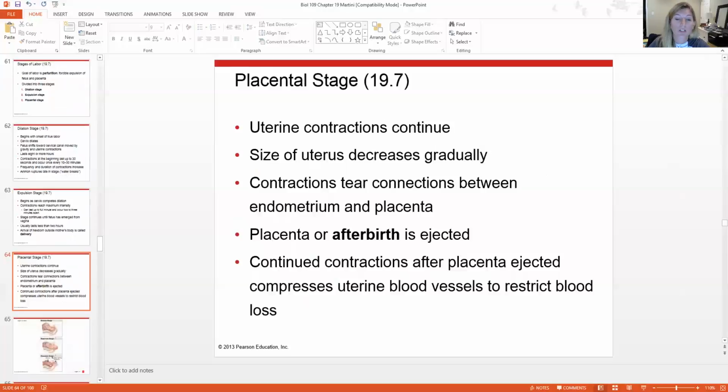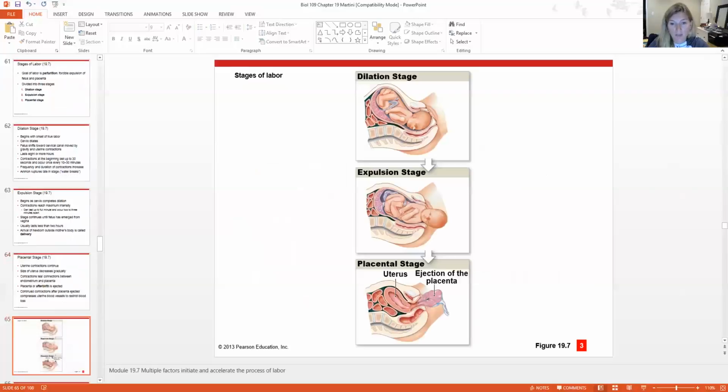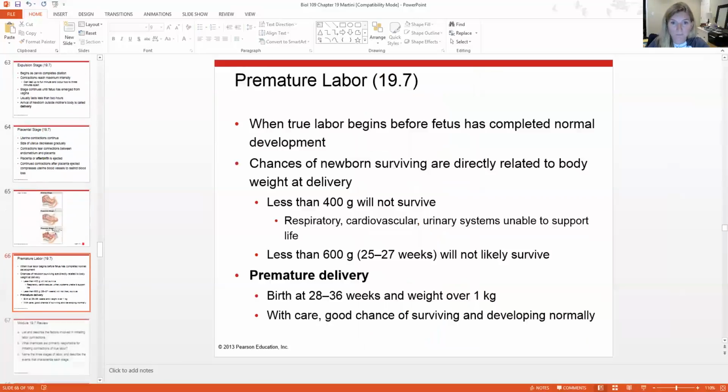Now, this is when the uterine contractions continue. The size of the uterus recoils, goes back slowly. The contractions can tear connections between the endometrium and placenta, and it's called the afterbirth that's ejected. The continual contractions after the placenta is ejected will compress the uterine blood vessels and restrict any blood loss. If you've ever had a baby, you know that you can continue losing blood for weeks after delivery.